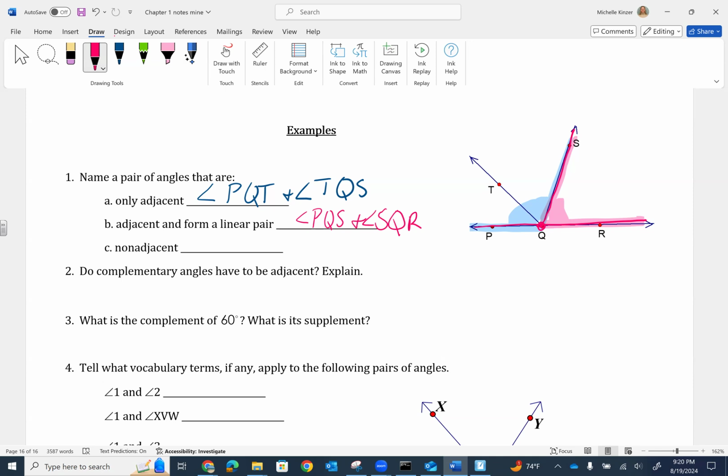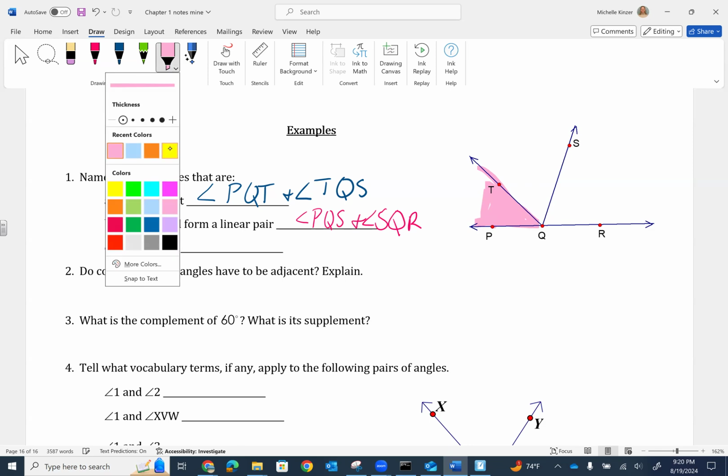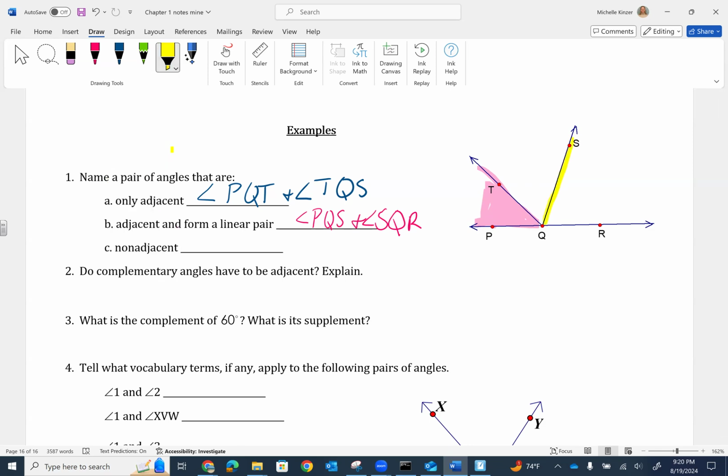and not adjacent. Okay. Can you think of two angles that aren't? You're like, they all look like they touch. Well, okay. Take this angle here and then couple that with the one that's furthest from it over here. Do you see how they have a common vertex, but they don't have a common side? So that would be angle PQT and angle SQR.